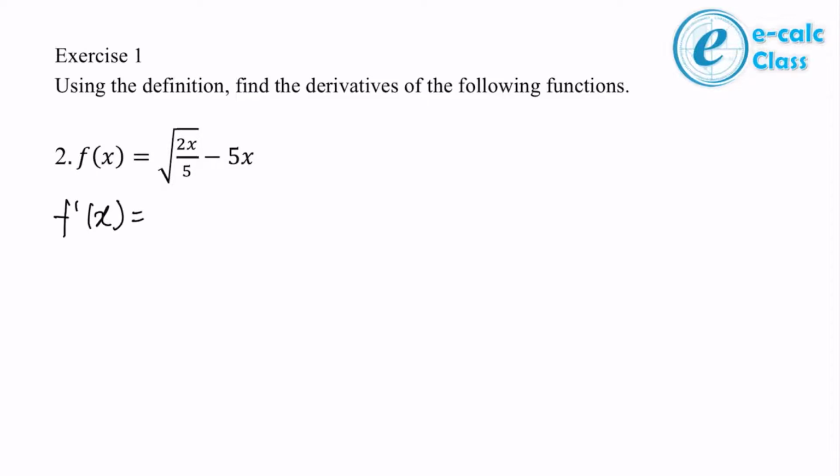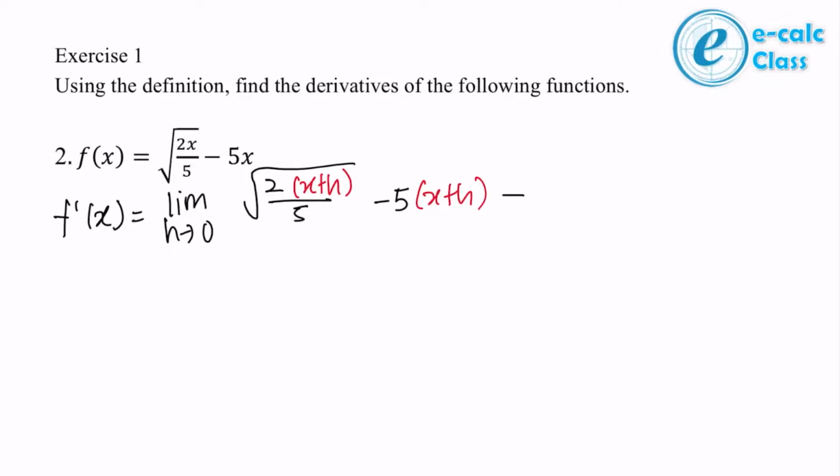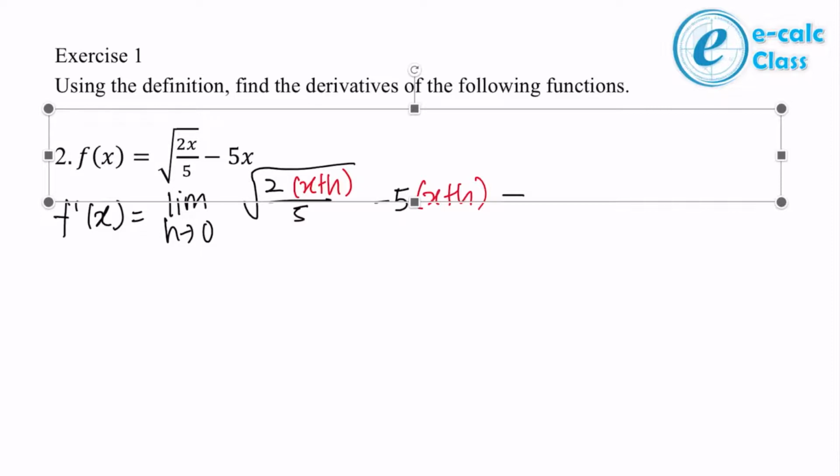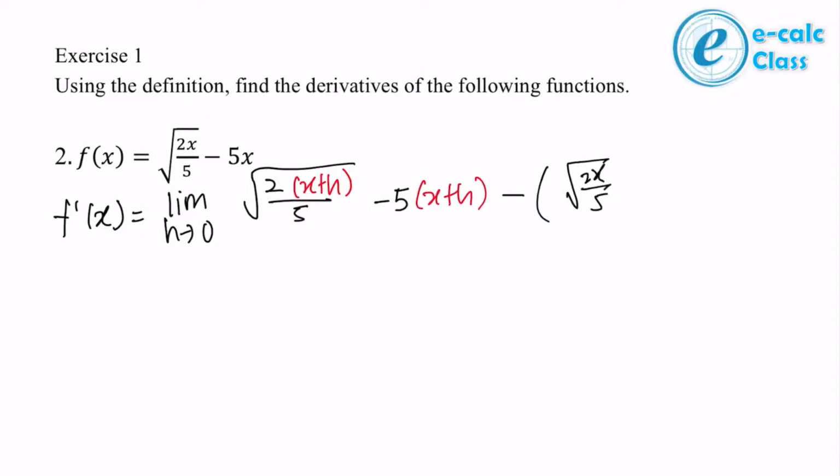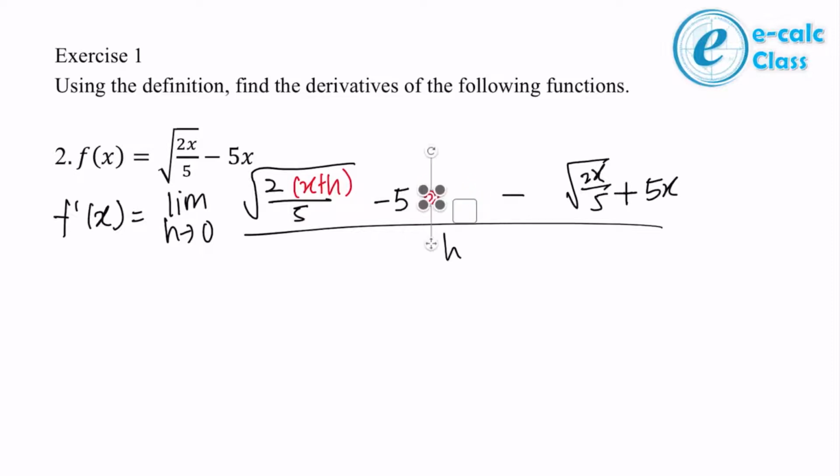f prime x equals to the limit as h approach 0, square root of 2. Remember, replace all your x with x plus h. Then minus your f of x, right? Square root of 2x over 5 minus 5x over h. So the first thing I do here is I try to expand this bracket. This will just be minus minus becomes a plus. Am I right? And secondly, I want to expand this bracket. It will be negative 5x minus 5h. So that this 5x and 5x can cancel.